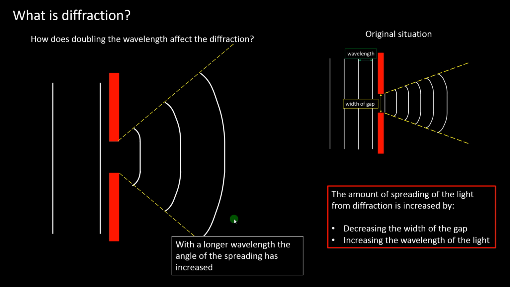So the critical things to remember from those two situations is that if you have a smaller gap or a larger wavelength, then you will get more diffraction. So a smaller gap and/or a larger wavelength will increase the amount of spreading of the light going through that gap. So how does this all relate to telescopes?